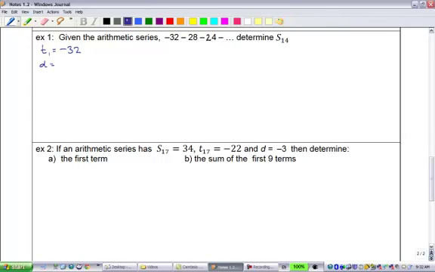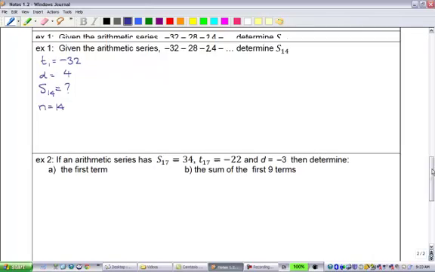The common difference from negative 32 to negative 28 looks like 4. Negative 28 to negative 24, also 4. So we seem to be gaining 4 as a common difference. We are looking for sum 14, and we know that n is 14.